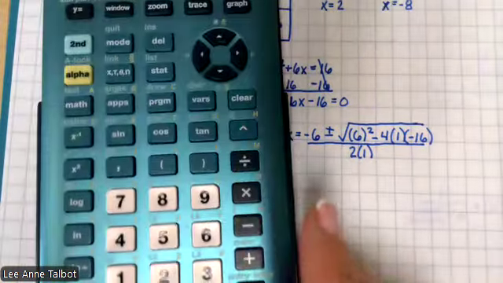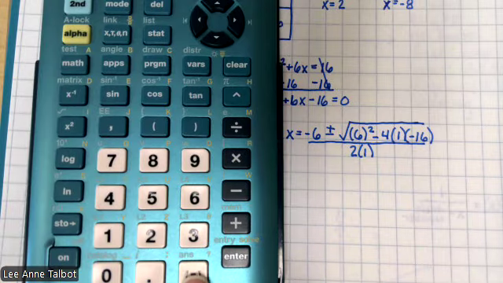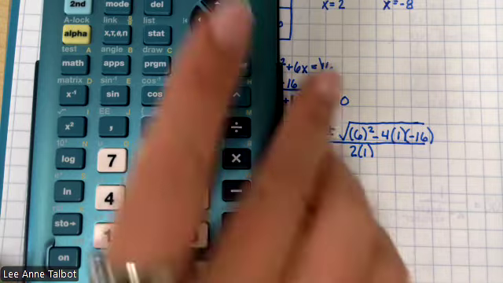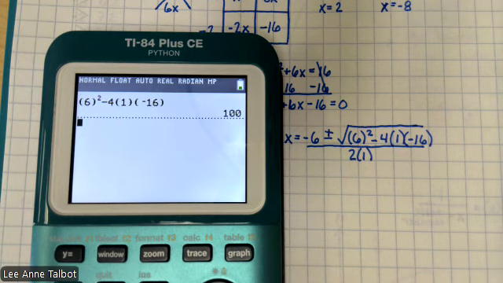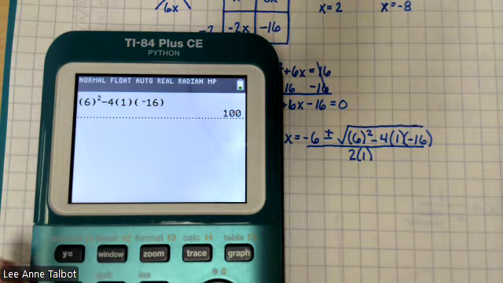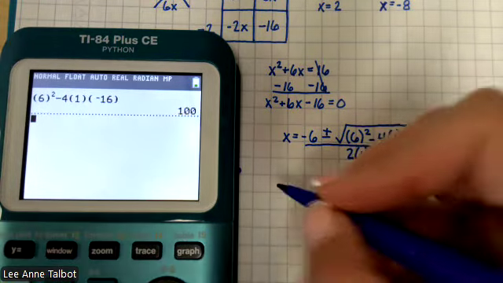Negative is down here at the bottom underneath the 3. Don't put minus, put negative. So hit this button for the negative down here, not that one, this one. So it should look kind of smaller and up higher a little bit. Okay, so this is what should be typed in. Parentheses 6 squared minus 4 times parentheses 1 times parentheses negative 16. And then hit enter. If you got anything other than 100, you didn't type it in right.